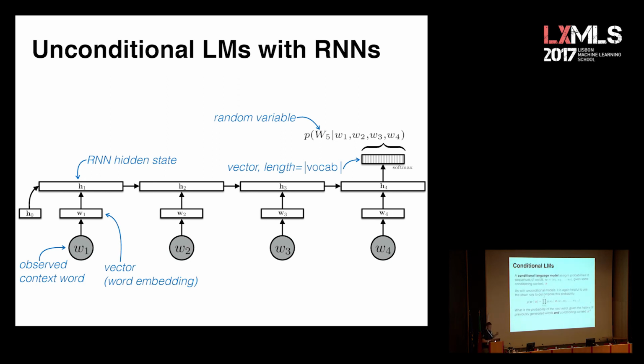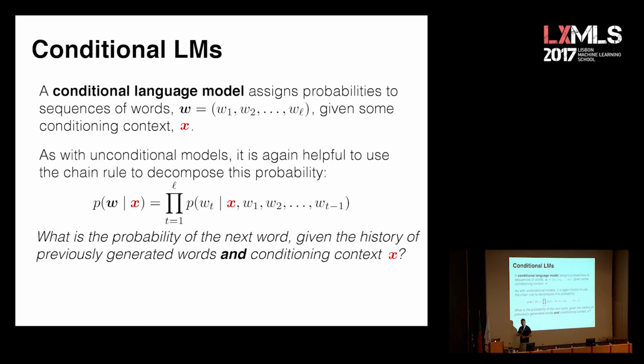The idea behind a conditional language model is to say, in addition to conditioning on the prefix of words we've generated so far when we predict the next word, we're also going to condition on some conditioning context. And so what we're basically having the model say is, what's the probability of the next word given the history of previously generated words and the conditioning context X.